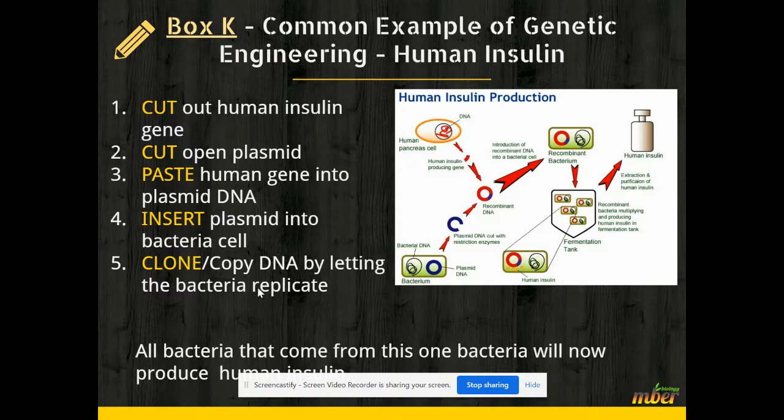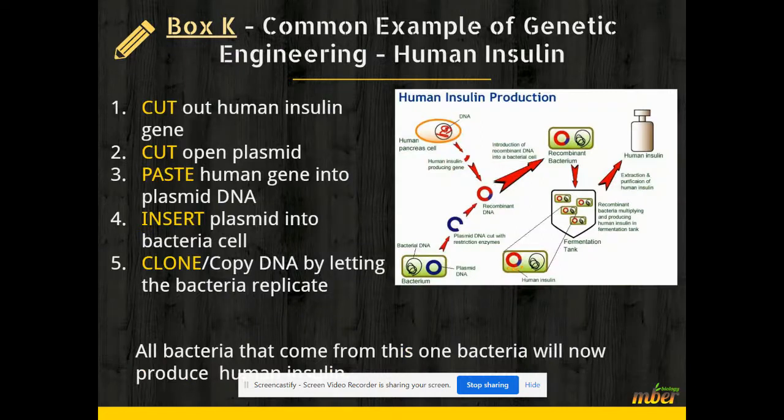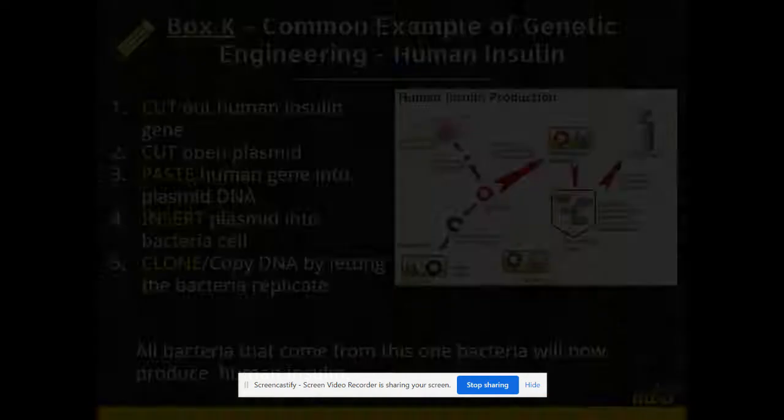and then that bacteria clones or copies the DNA by replicating. So now you have all of these bacteria that code for insulin, and they can now produce it. All bacteria that come from that cell will be able to produce insulin. So that cell can replicate into 2 cells, then 4, 8, 16, 32, up until you have thousands and thousands of cells.